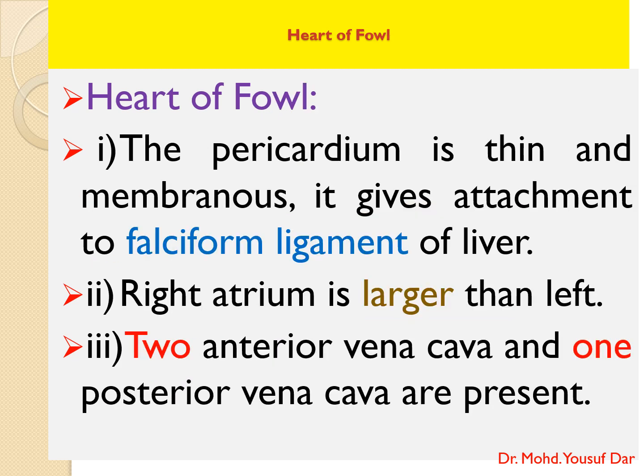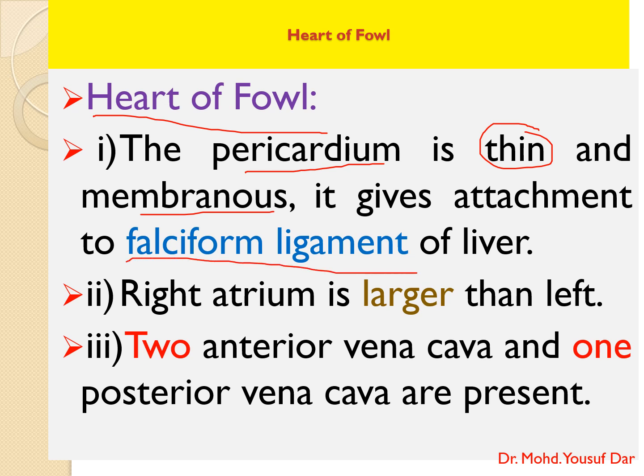Now the next one is the heart of the fowl. In the case of the fowl, the pericardium is thin and membranous, and this pericardium gives attachment to the falciform ligament of the liver. As we know, the heart of the fowl is located between the two lobes of the liver, and as a result the pericardium is attached with the falciform ligament.